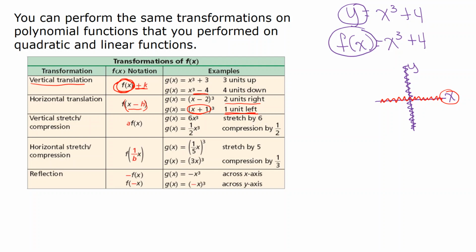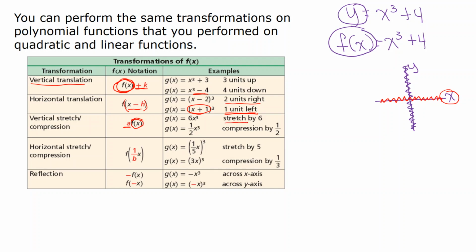All right, let's talk about a vertical stretch and compression. Again, vertical is dealing with our y, which is the same as our f of x. Let's always remember that. Y is the same as f of x, and y deals with the vertical. So here, we're just multiplying by our y, and that's going to give us a vertical.